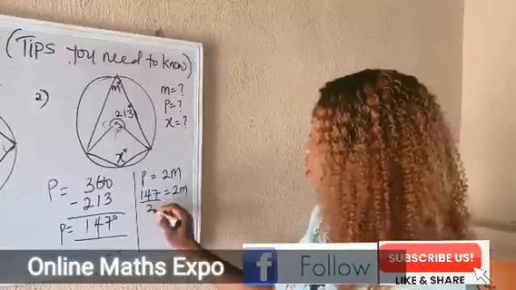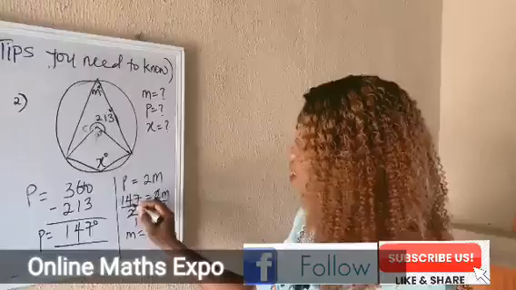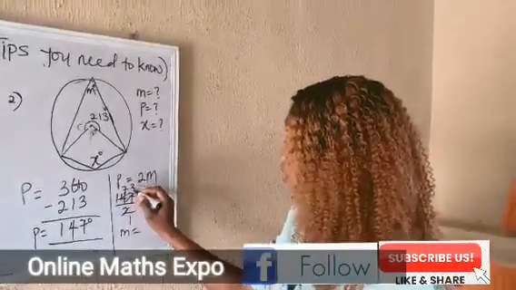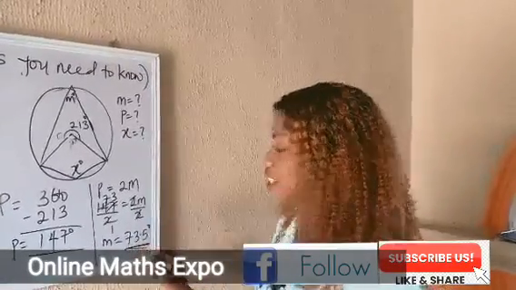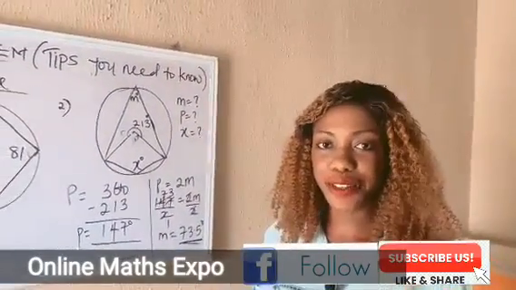So we divide both sides by 2, and that will give us m. 2 divides 14 is 7, and 2 divides 7 is 3.5. So we're going to have 73.5 degrees. Okay, you are going to pause the video and try the question I have for you.